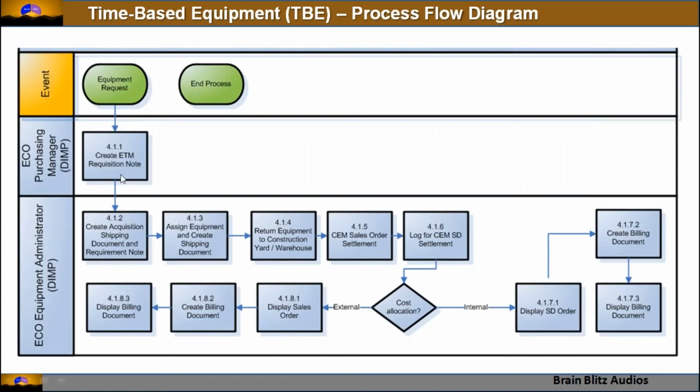Let's say, for example, in construction, if you take an internal rental, then from the project side, the project coordinator identifies the requirement of the project, and then they create an ATM requisition note. There is a transaction available in ATM for that, which gives you the requisition note. Then that requisition note comes to the equipment administrator, who is the person dealing with it.